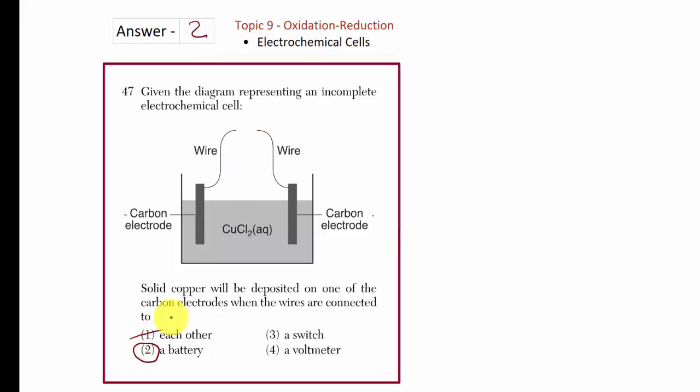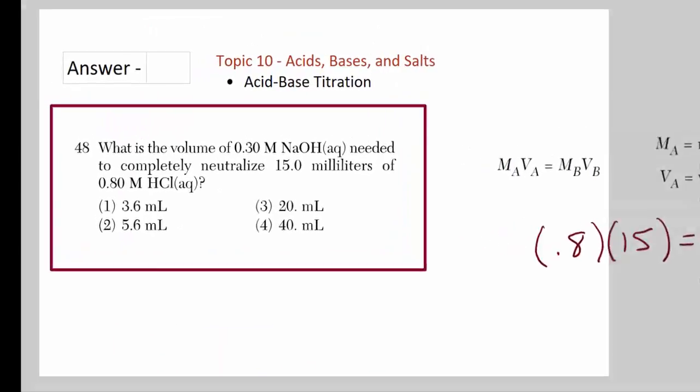Just connecting the wires to each other won't do anything, and we would connect them using a switch. So 1 and 3 are actually the same answer. And having a voltmeter would measure if something was happening, but it's not going to make anything happen. So the best answer is number 2 for the electrolytic cell.